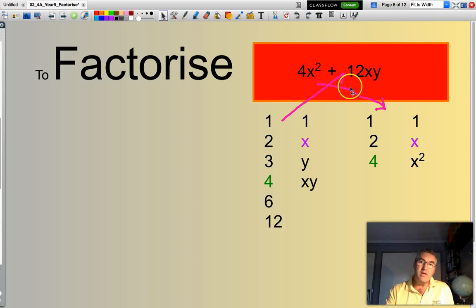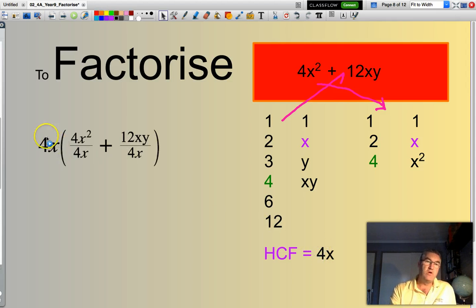Now for my xy, that's this bit here, 1, x, y, xy. And for my x squared, 1, x squared. So, what is my highest common factor? You guessed it, 4x. Now, what I need to do is take 4x out and put it outside some brackets, because that is my highest common factor. Then I take that original equation and I'm going to divide every bit of it by 4x.